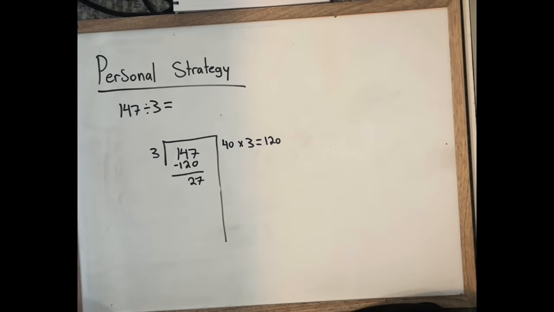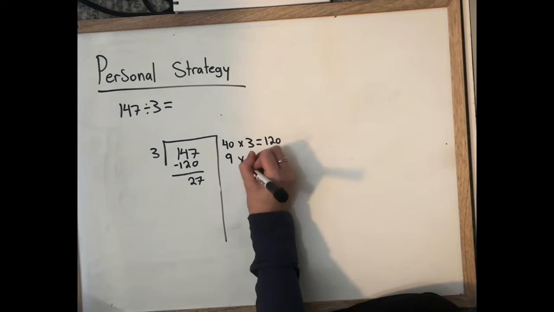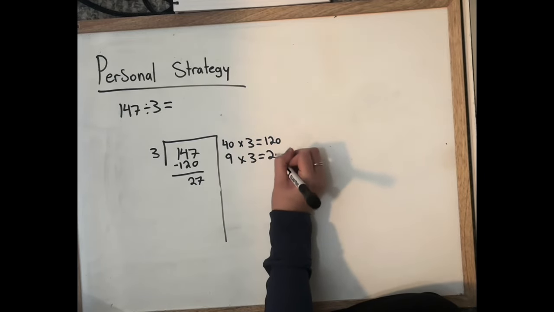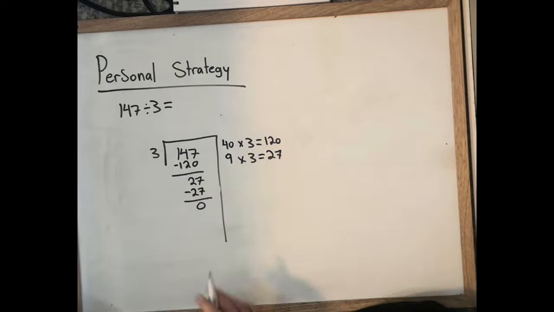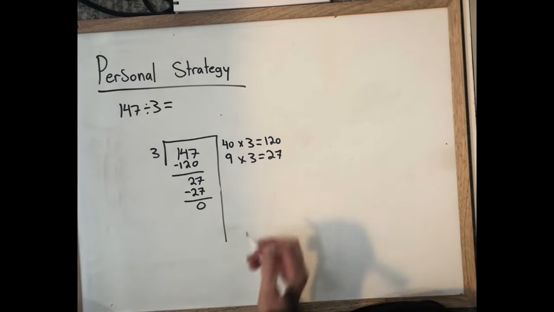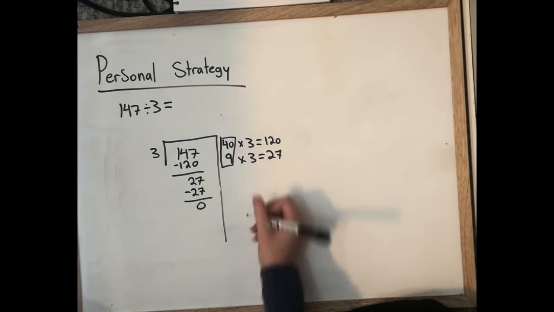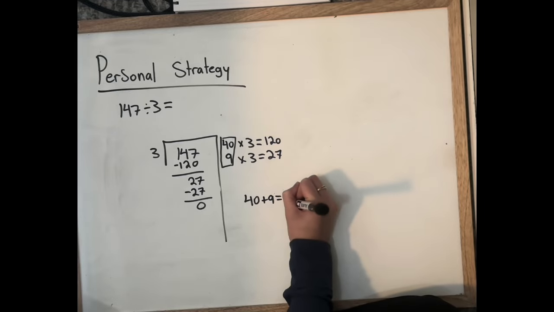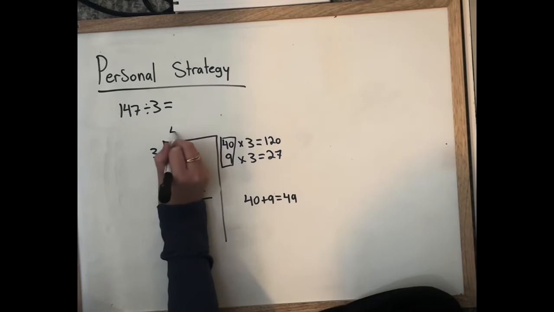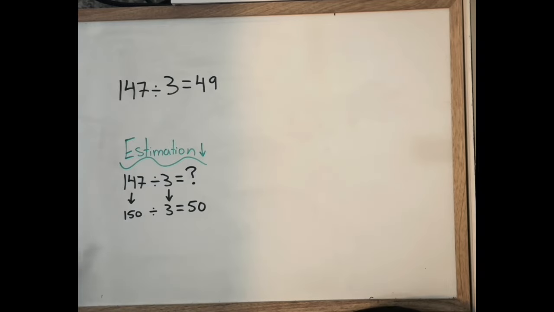Now I also know that 9 times 3 gives me 27, so I'm going to put my 9 times 3 equals 27 and get rid of 27. Now I have 0. Now I must add up the 2 numbers I multiplied by to get my answer. 40 plus 9 equals 49. 49 is my answer.